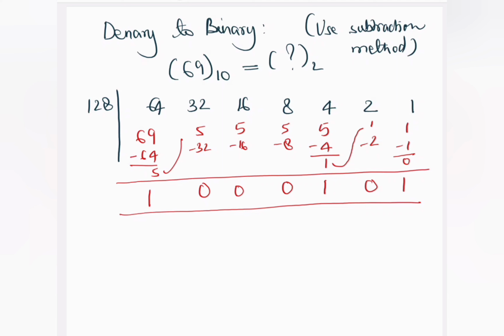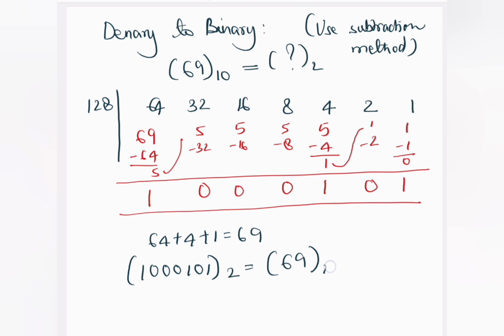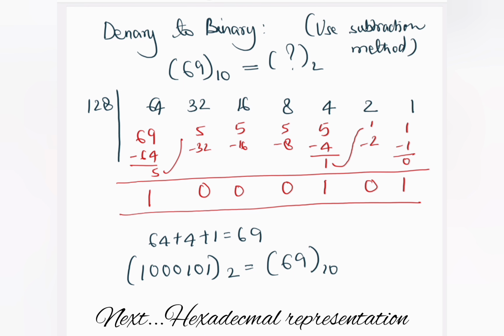So let's convert this back into the denary and check it out. So 64 times 1 gives you 64 plus 4 times 1 is 4 plus 1. So this is straight away 4 and 4, 8 plus 1, 9 and 69. So let's put it together. We have got 1 triple 0, 1 0 1 from binary back to the 69 in denary. I do hope now it's clear how to convert the denary to binary using the subtraction method.